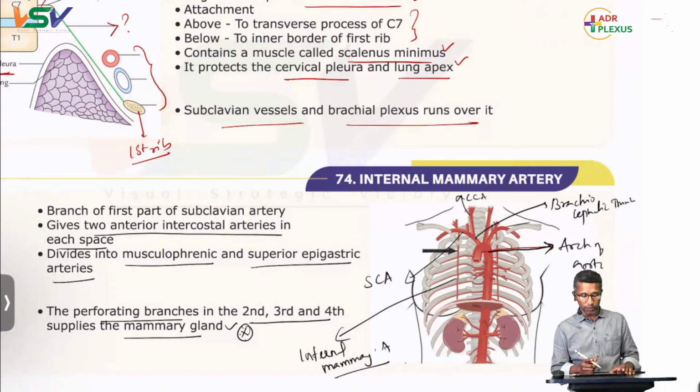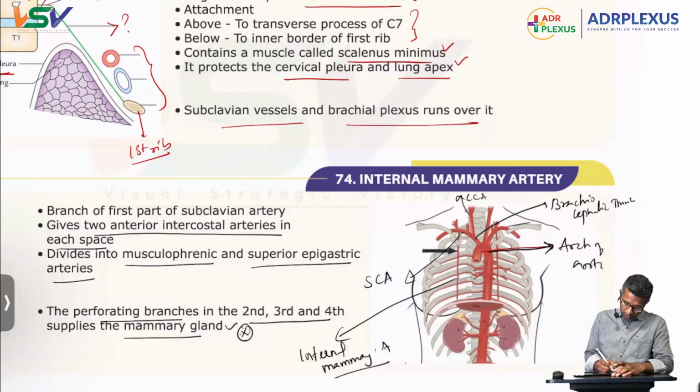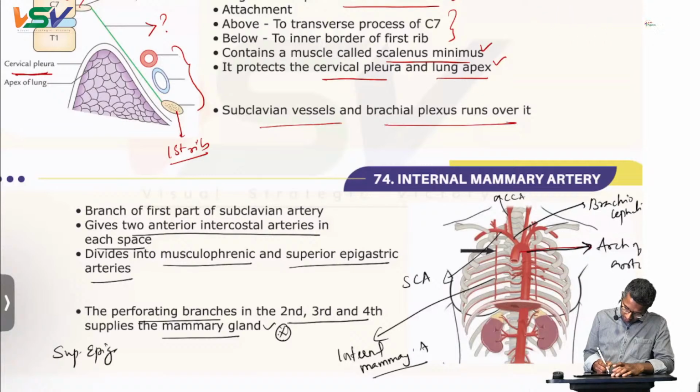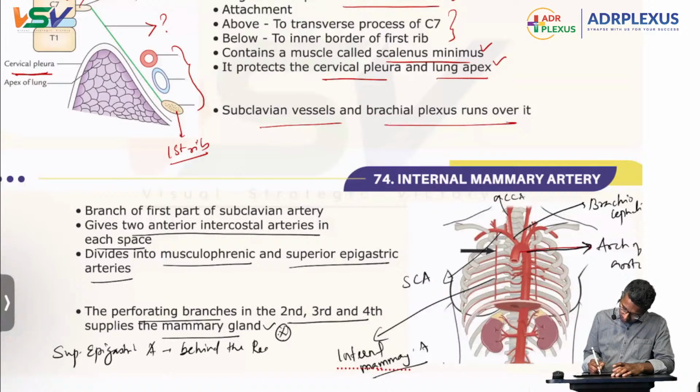which is a very, very important supply for the mammary gland. Also remember, the superior epigastric artery runs behind the rectus sheath and anastomoses with the inferior epigastric artery.